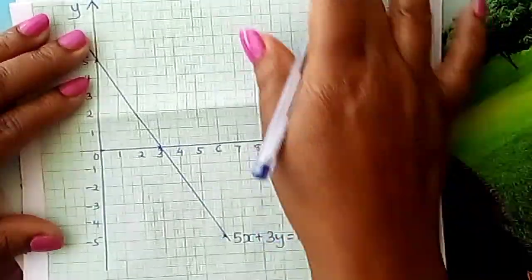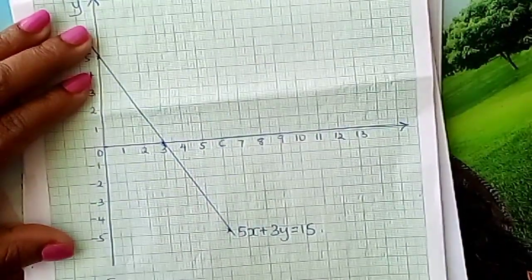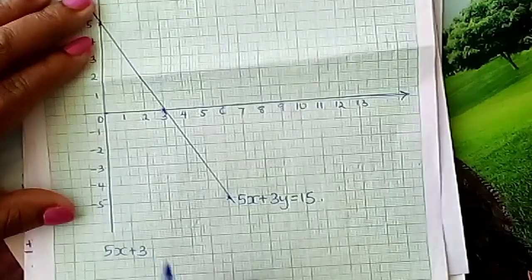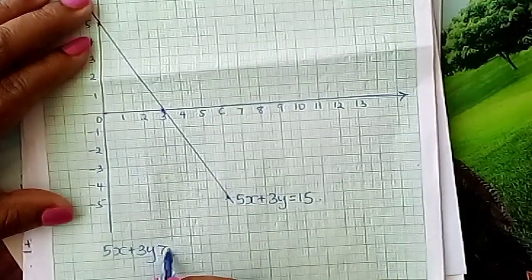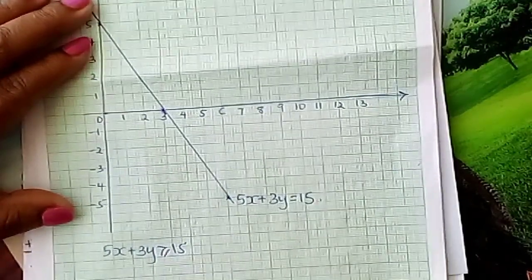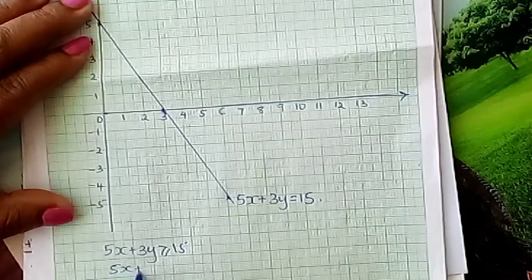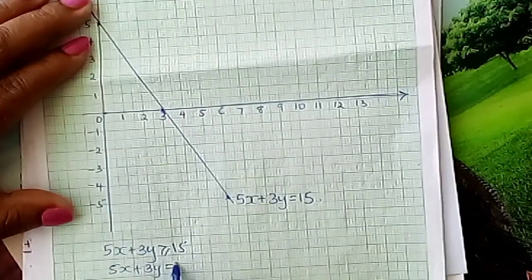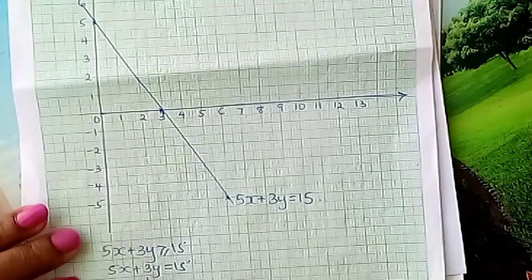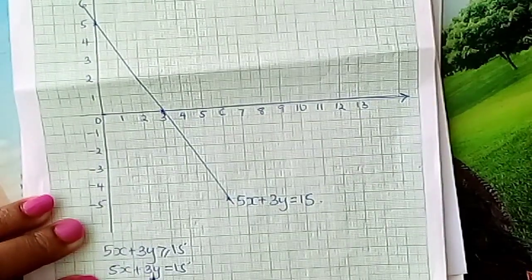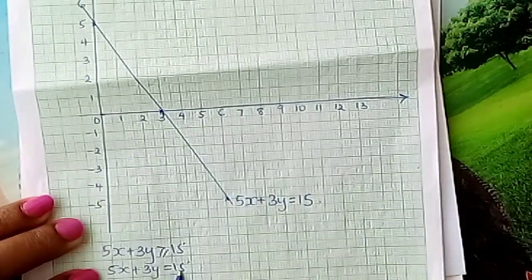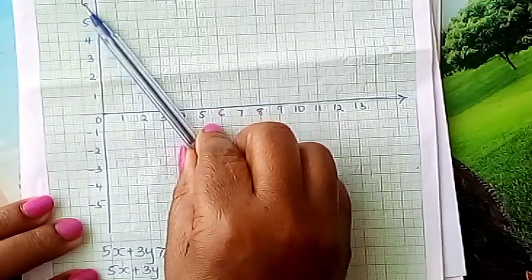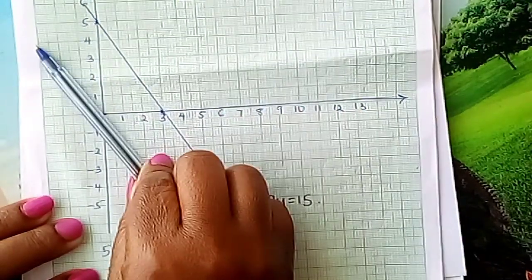Then you ask yourself, look at this. Our inequality was 5x plus 3y. Let me write it here for you to see. Our inequality was that. The equation of the line is this. Where do we shade? We shade the unwanted region. How do we get the unwanted region? Do we shade this side or this side?